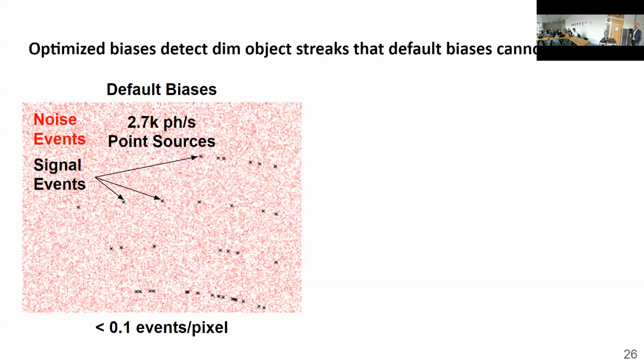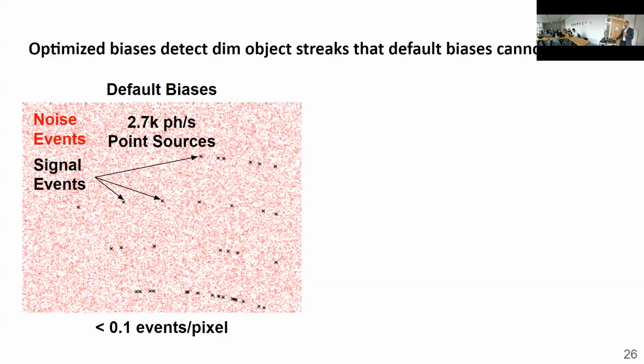So when I apply this to something that's very, very dim, producing only about 2.7 thousand photons per second on the focal plane, I can plot this out, and I see I have noise events in red and signal events, so signal events that are matched to the known position of the targets. I get less than 10% when I apply default biases. So these are the biases that have been typically used in every study prior to this.